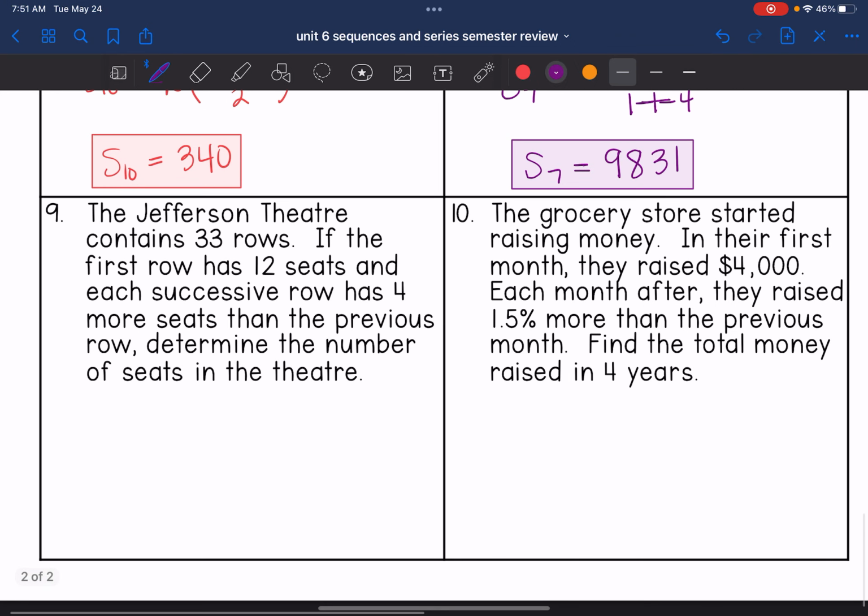Okay, the bottom two are still the same formula. It's a word problem, so you're going to have to figure out what everything represents. The Jefferson Theater contains 33 rows. If the first row has 12 seats, and each successive row has 4 more seats than the previous row, determine the number of seats in the theater. So what I'm noticing on this one is how it says 4 more. So anytime you see more, that means that they're adding, which means that this is going to be arithmetic.